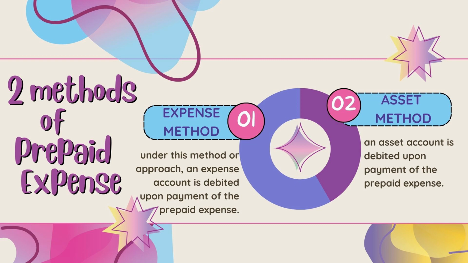The second method of prepaid expense is the asset method. Asset method is an asset account debited upon payment of the prepaid expense. So the journal entry for asset method, prepaid expense is debit and credit is cash. It is to record the payment. So the adjusting entry, the debit is expense and credit is prepaid expense. This is to record the used portion.